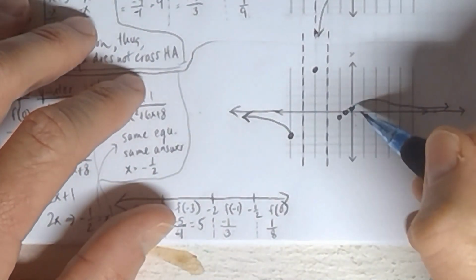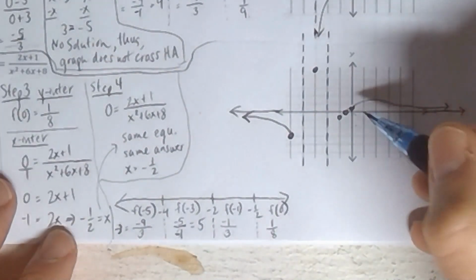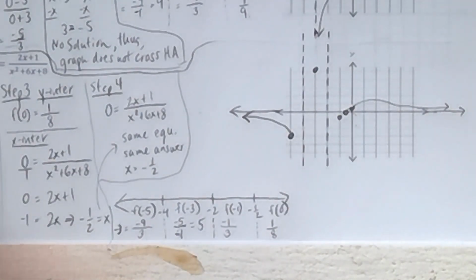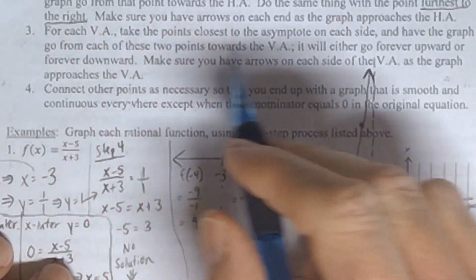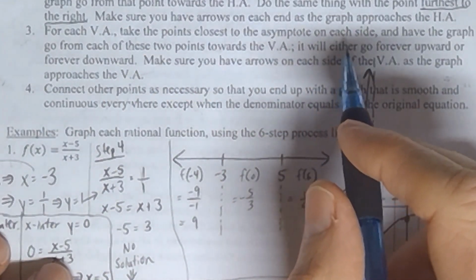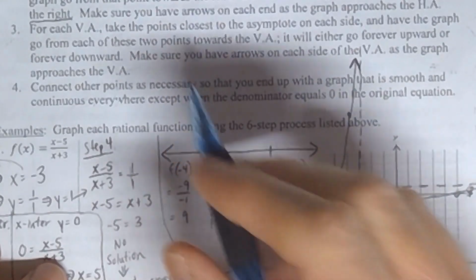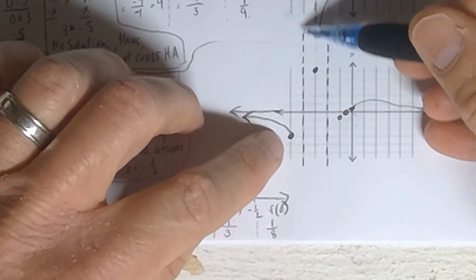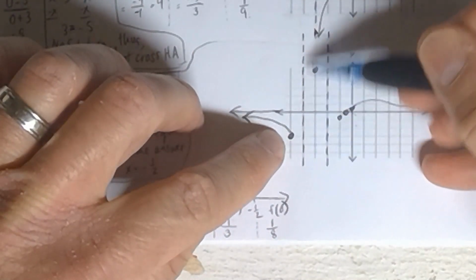All right. Now, let's see. What do we do next? We got the vertical asymptotes now, right? So now, for each vertical asymptote, take the points closest to each asymptote and have the graph go from those 2 points towards the vertical asymptote. We got to do this for each asymptote. Let's start out with the -4 asymptote right here.